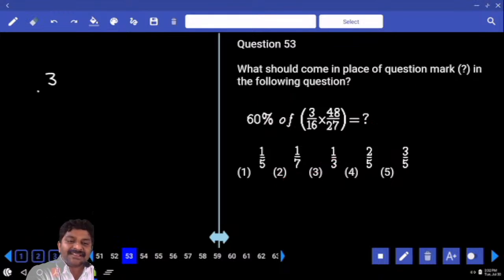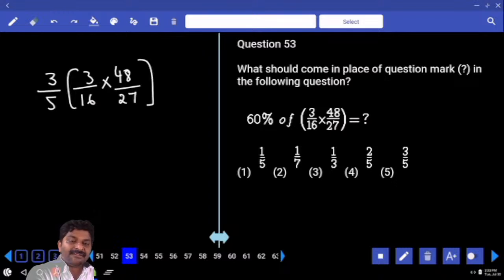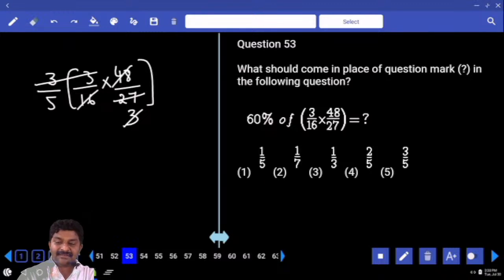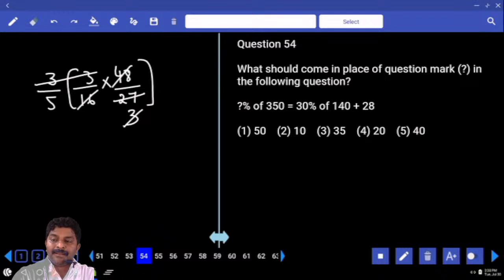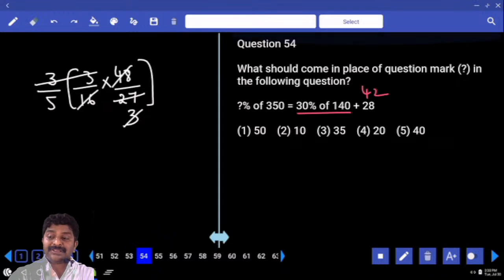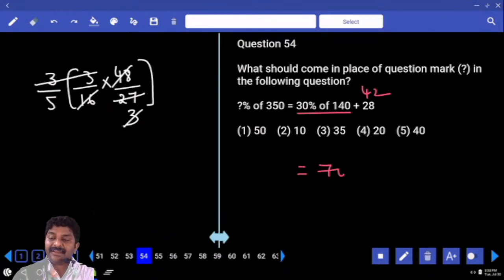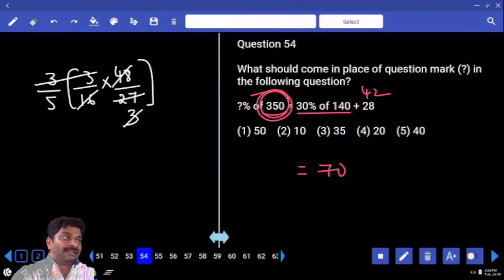60%. Can I write it as 3 by 5, into 3 by 16 into 48 by 27? 9, 3 times. 16 3 is 48 gets cancelled. 30%: 10% multiplied by 3, 14 multiplied by 3, 42 plus 28. 70 is what percent of 350? 20%.